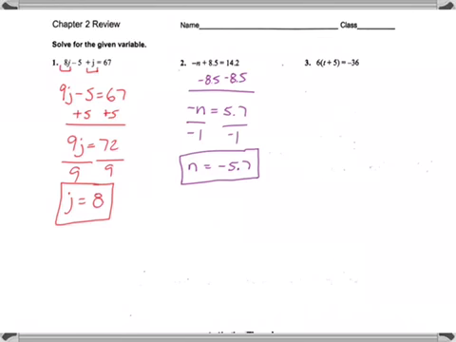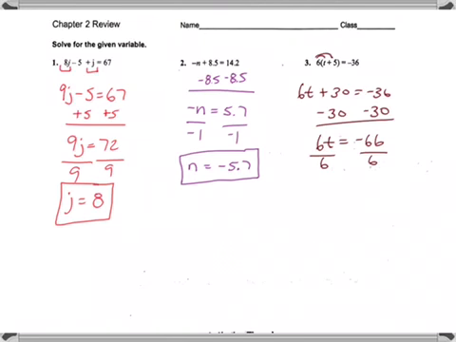Question 3, we have 6 times the quantity t plus 5 equals negative 36. We'll start by distributing 6 throughout. We've got 6t plus 30 equals negative 36. From here, we want to undo the addition of 30 through subtraction. So we subtract 30 from both sides. We end up with 6t equals negative 66. Then we'll undo the multiplication through division. So we divide by 6, and we get t to equal negative 11.